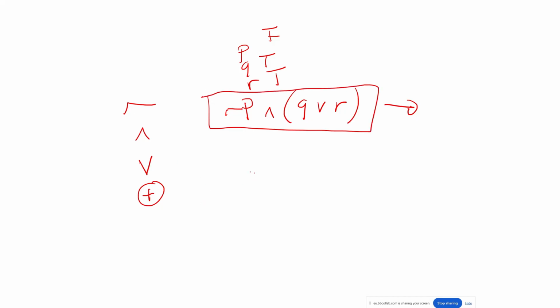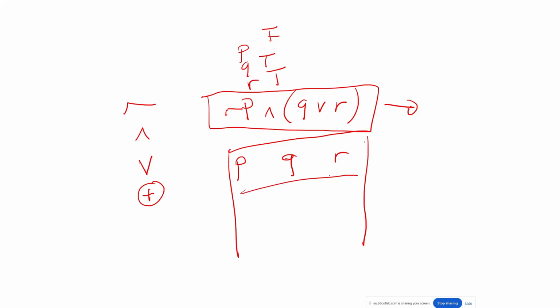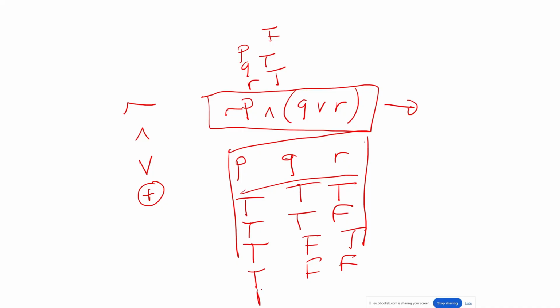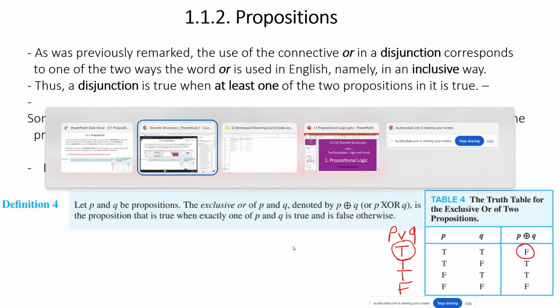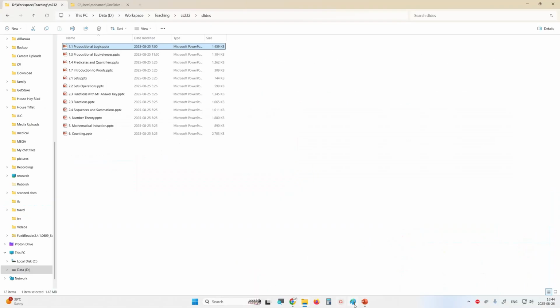Basically, that means you have to do this P, Q, R. This is the first part where you're going to prepare all the possibilities. And if you have to prepare all the possibilities, it's going to be true, true, true, true, true, false, true, false, true, true, false, false, and then I don't have plenty of space left, false. That's why I prefer to use this thing here, so I can move things around.